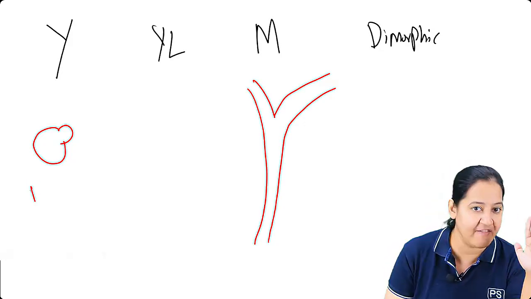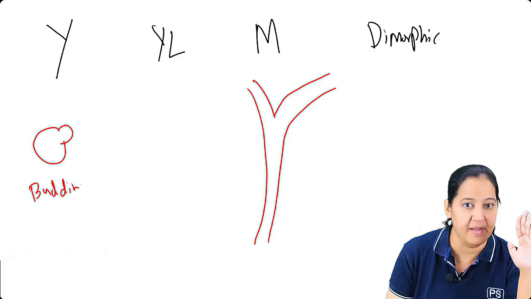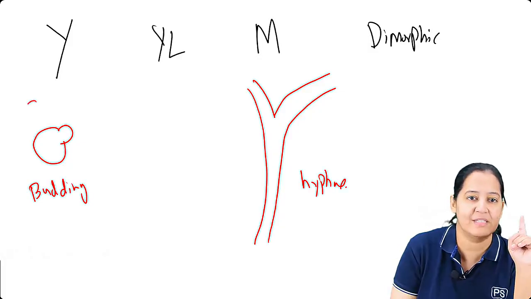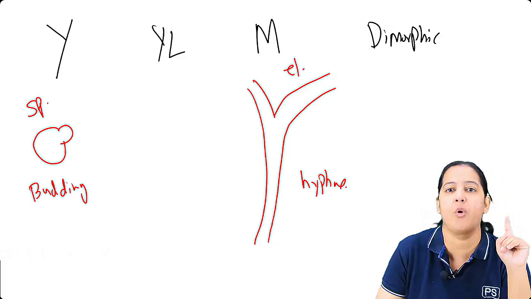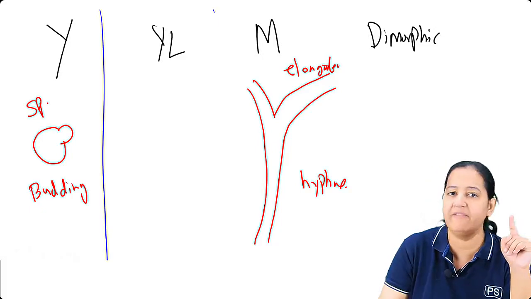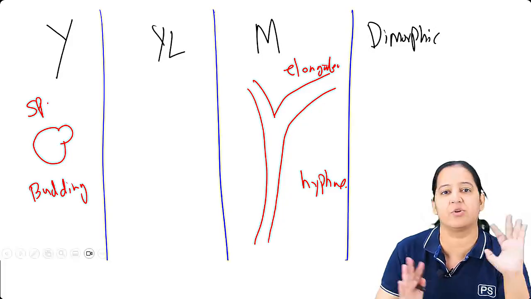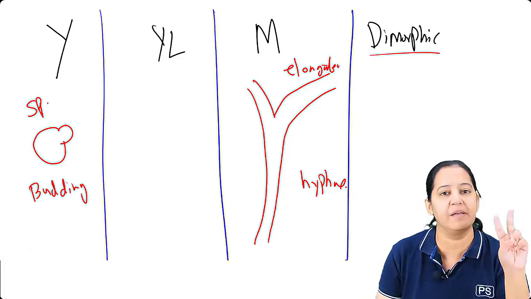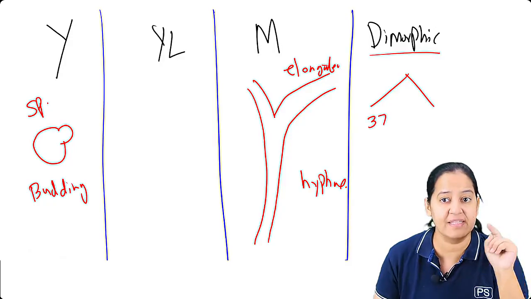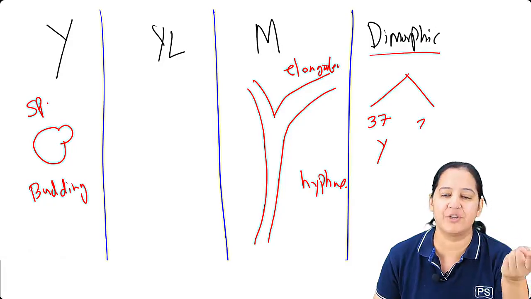So here we have budding, bud. And here we have hyphae. These are spherical and these are elongated. They are absolutely different. Looking only, we can identify whether it is a yeast or a mold. Now the dimorphic is double. So basically they can be yeast, they can be mold. At 37 they are yeast and at 25 they are mold.